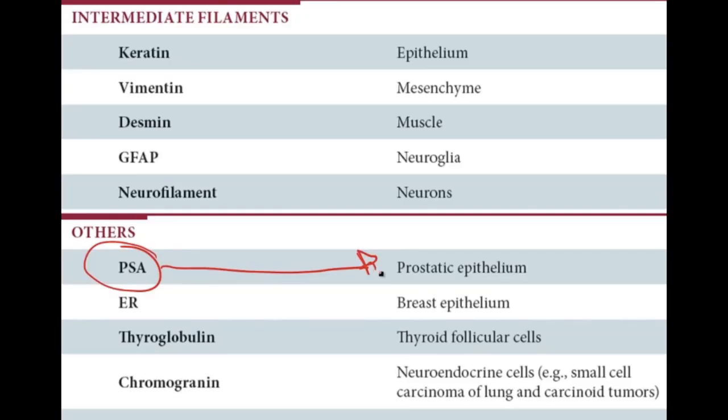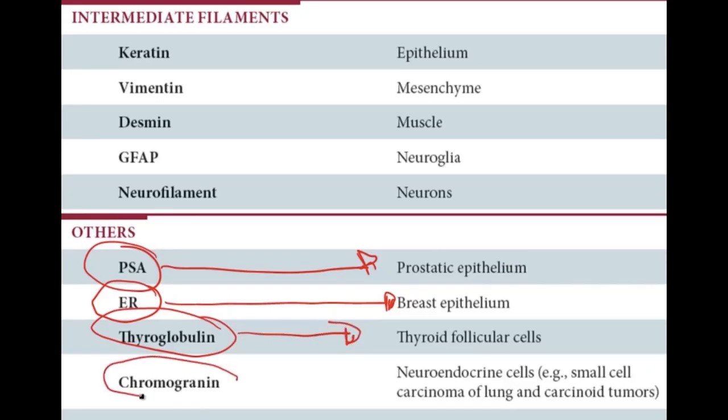Similarly, with breast, if a woman has a metastatic cancer in the lung, and I'm worried about where that tumor came from, one potential way of determining that would be to do an estrogen receptor stain. And if the estrogen receptor is expressed in those cells, it's possible that I'm dealing with a breast cancer because estrogen receptor is commonly seen in breast carcinoma. Thyroglobulin would help me to identify a thyroid cancer. Chromogranin would help me to identify neuroendocrine carcinomas.